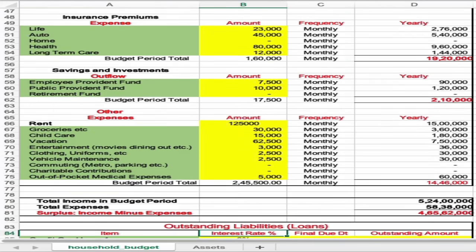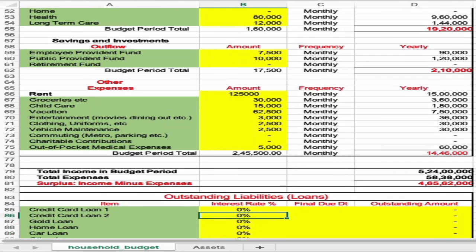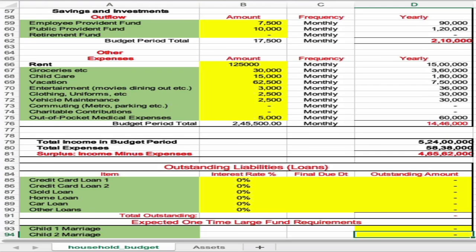So now we come to this: during this financial year you have an income of 5 crore 24 lakhs. Remember, you sold a property for 5 crores. Okay? The total expenses comes to 58 lakhs 38,000 and the surplus comes to 4 crores 65 lakhs. Okay? So remember that.